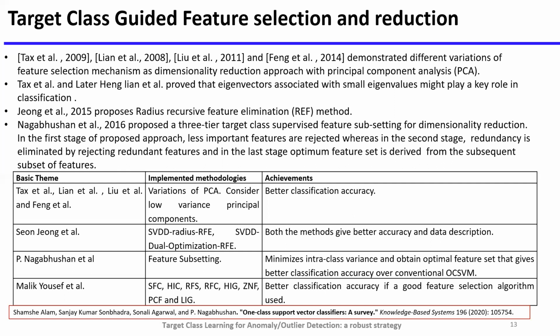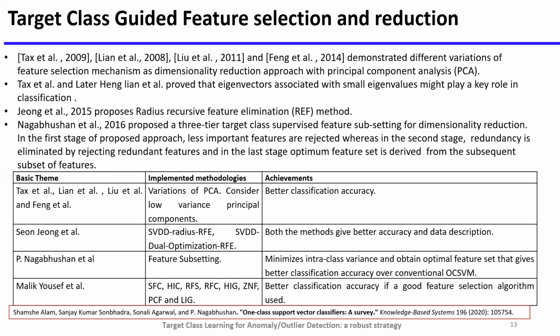At the same time, GL also prefers the radius recursive feature elimination approach to eliminate the features so that the ant will be able to extract the most promising features as promising features subset.